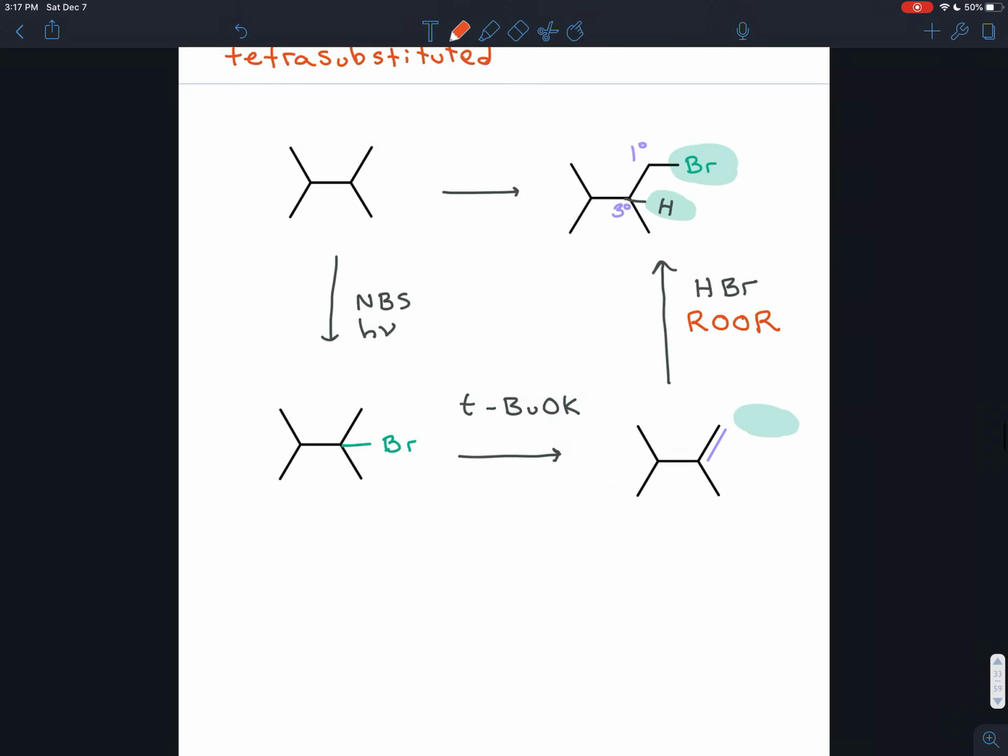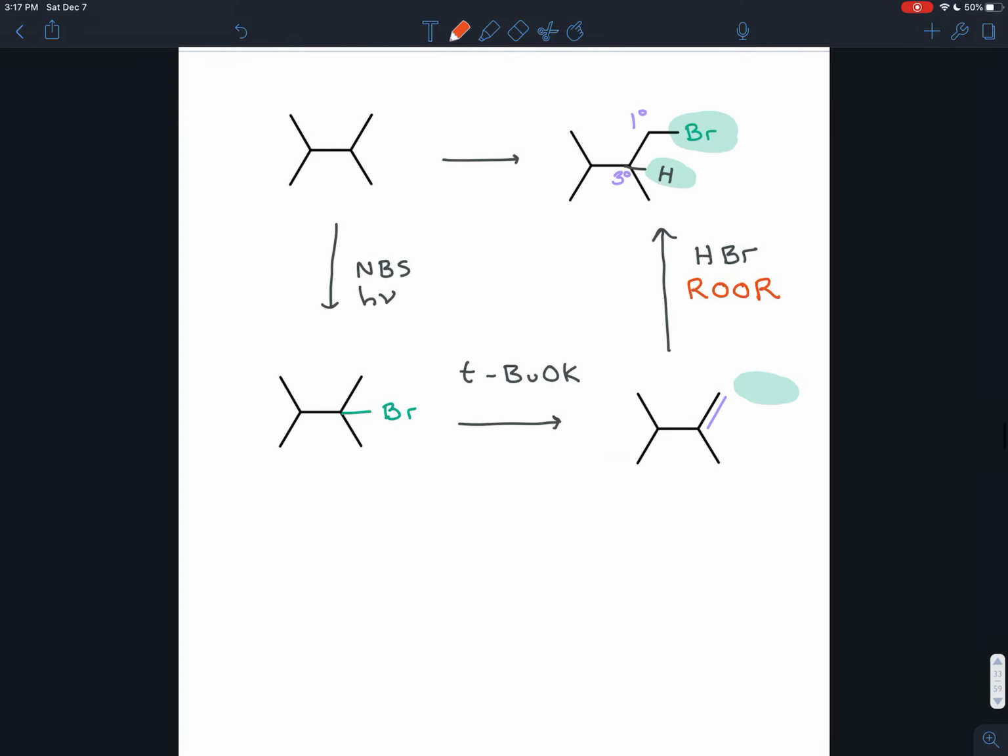So ultimately, you can use 3 steps to get a bromine on this end carbon there. You can use N-bromosuccinimide in the presence of ultraviolet light. That attaches a bromine onto the most substituted carbon. We want the bromine on a different carbon, so we have to move it.